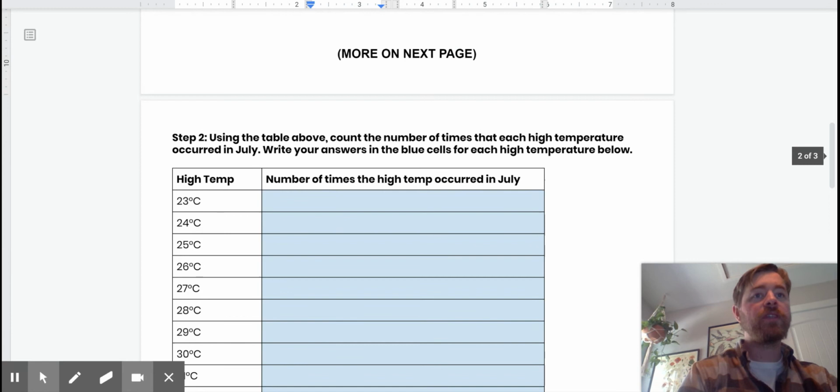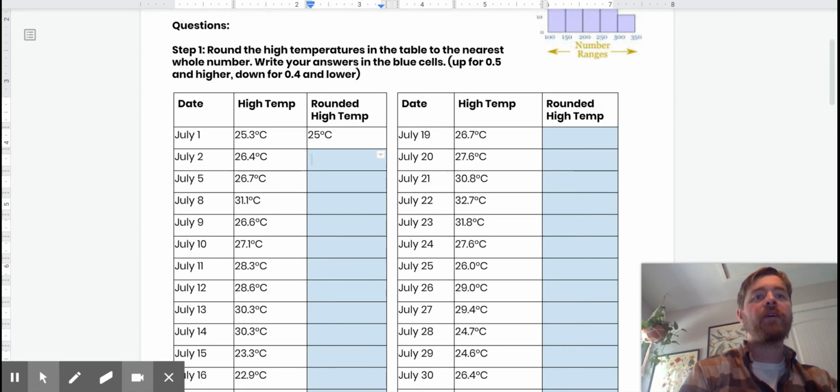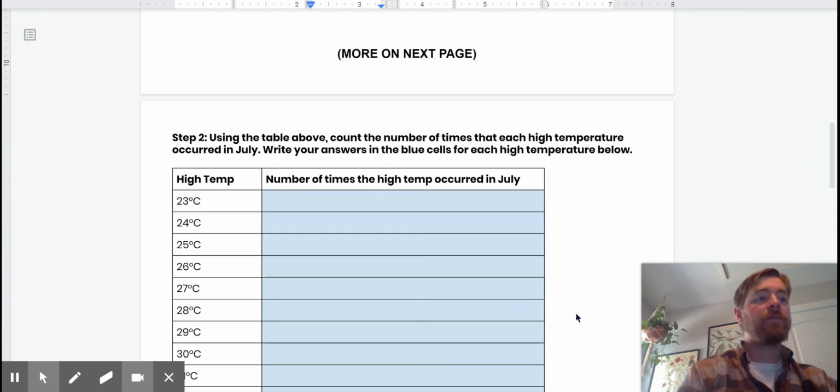Part two, using the table above that you just created by rounding, you're going to count the number of times that each high temperature occurred in July. So you're just counting the whole numbers that you rounded. Write your answers in the blue cells right down in here for each high temperature below. So the first one is 23 degrees Celsius. We're going to go back up here. We're going to count every time when we rounded how many of these were 23 degrees Celsius. Then we're going to put that number here.